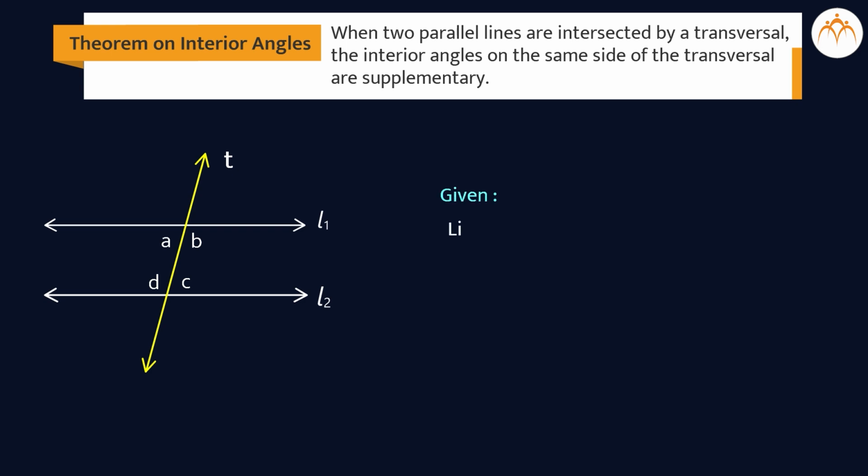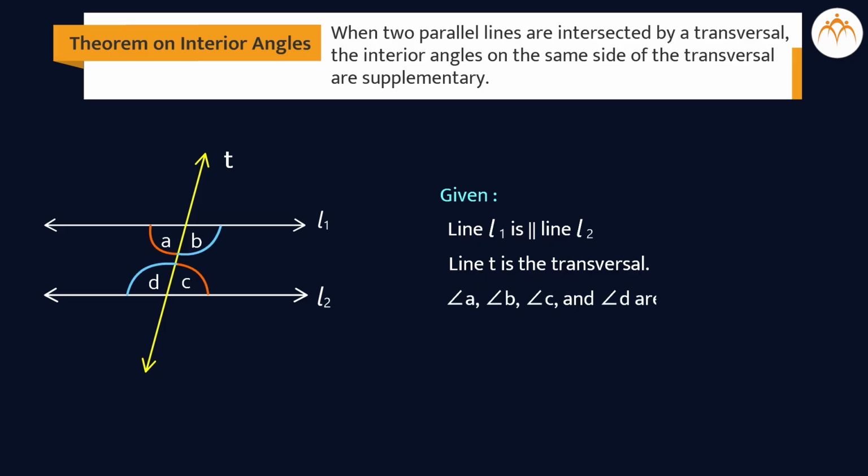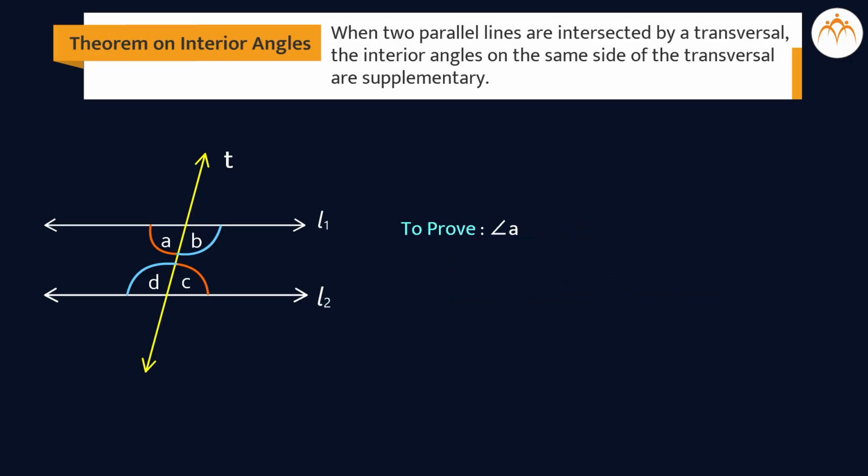Given, line L1 is parallel to line L2. Line T is the transversal. Angle A, angle B, angle C and angle D are interior angles. To prove: angle A plus angle D equal to 180 degrees and angle B plus angle C equal to 180 degrees. Proof. There are three possibilities for the sum angle A plus angle D.